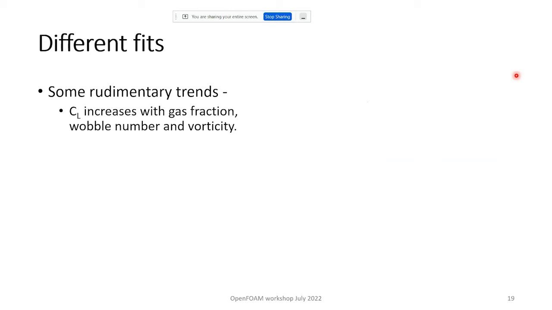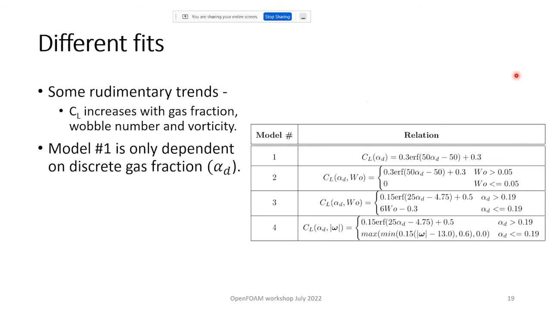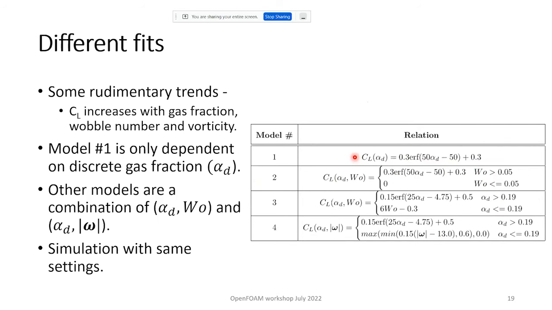Which relation does it work? So we have 4 models which we test. The first one is just with alpha D, which is the discrete phase gas fraction, which is basically the bubble gas fraction. And 2, 3, and 4 are a combination of wobble number and vorticity. It's the same settings as stated before. The only thing that's changing is CL.